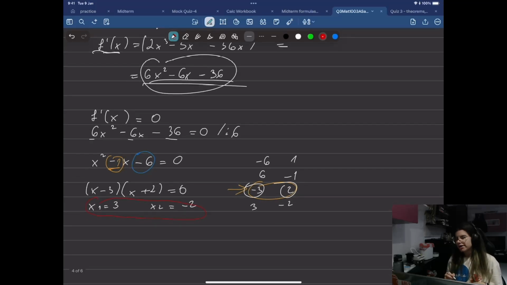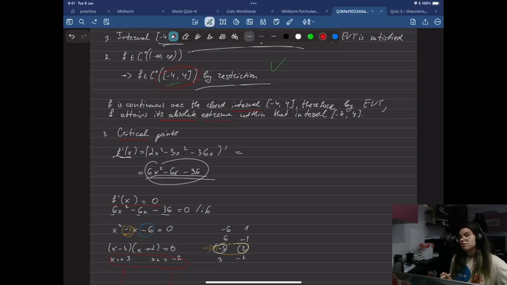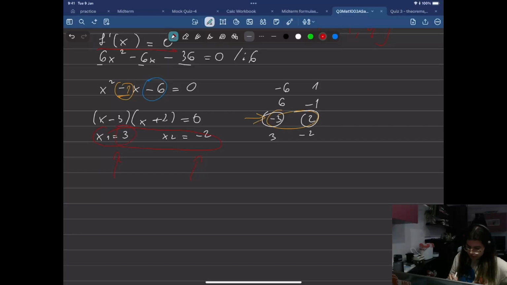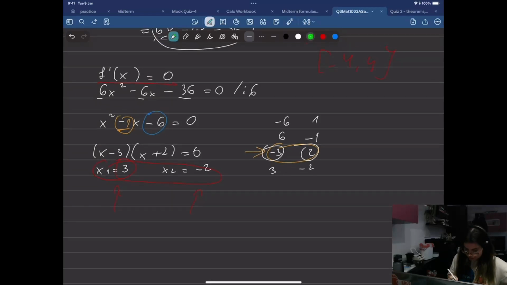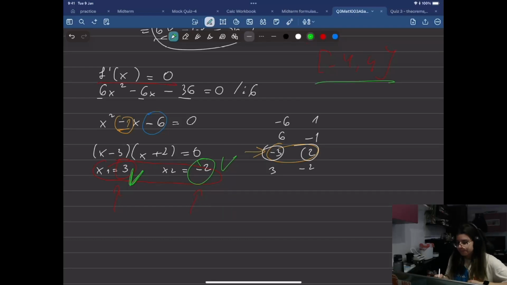And now you're like, why? Because I told you that critical points are those values for which the derivative equals 0. We found them, but here's the point. You need to make sure that they're within the right interval. So we care about the interval minus 4 to 4. Is 3 within that interval? Yes, it is. So that's a valid critical point. Is minus 2 within that interval? Yes, it is, right? It's between minus 4 and 4. So in this case, both values are indeed critical points, but you should always double check, because if we had, for example, 6, it wouldn't have been a critical point because it isn't relevant for us, right?